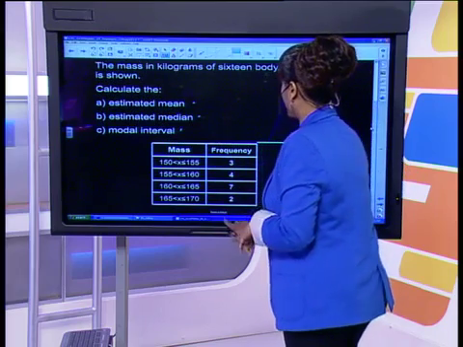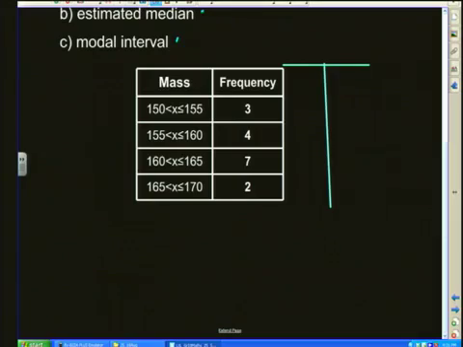Okay, so we've got what's called a frequency table. We've got the mass, we've got the frequency. Frequency is how often that certain interval numbers occur in that interval. We've got our mass of 150 and x, your mass is between 150 and 155. The frequency that happens with is 3. So in other words, 3 people have a mass between 150, let's say, kilos and 155 kilos.